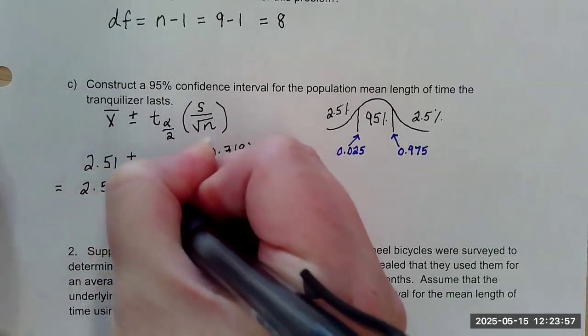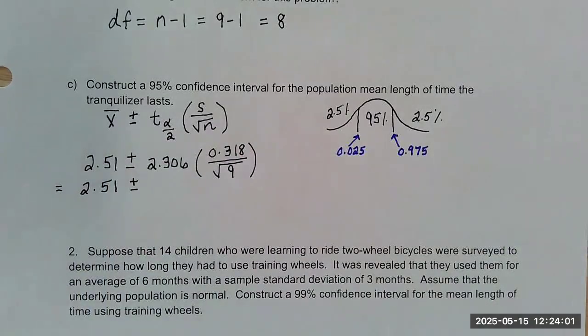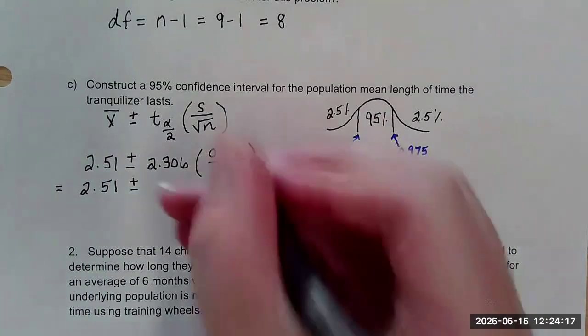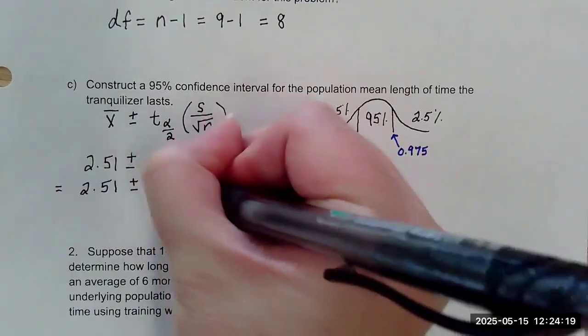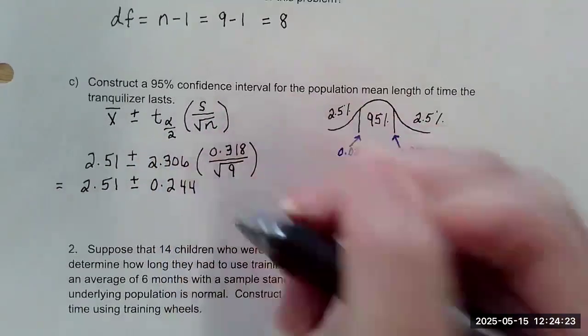So 2.51 plus or minus, if I multiply out this next part, that's called the error bound measure, the EBM. So I'm going to take the 0.318, divide it by the square root of 9, which is just 3. And then I'm going to multiply that number by 2.306. So that means that my error bound measure is 0.244 if I round it.